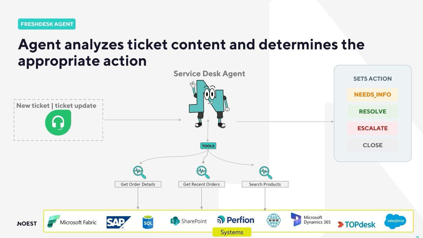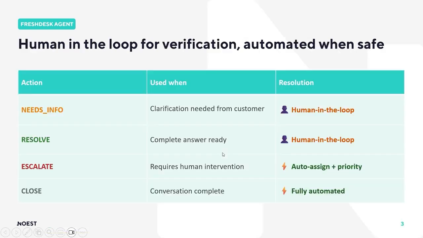The agent has access to four actions: needs info, resolve, escalate, and close. Because we're dealing with customers and we're creating responses that go out to the customer, we want a little bit more control over the process. And so when the agent determines that they need extra information from the customer, so clarification, or when they want to send out a response that resolves the customer's request, we prefer to have a human in the loop at this point so that somebody from the support team can verify the answer, potentially modify it, reject it, or accept it.